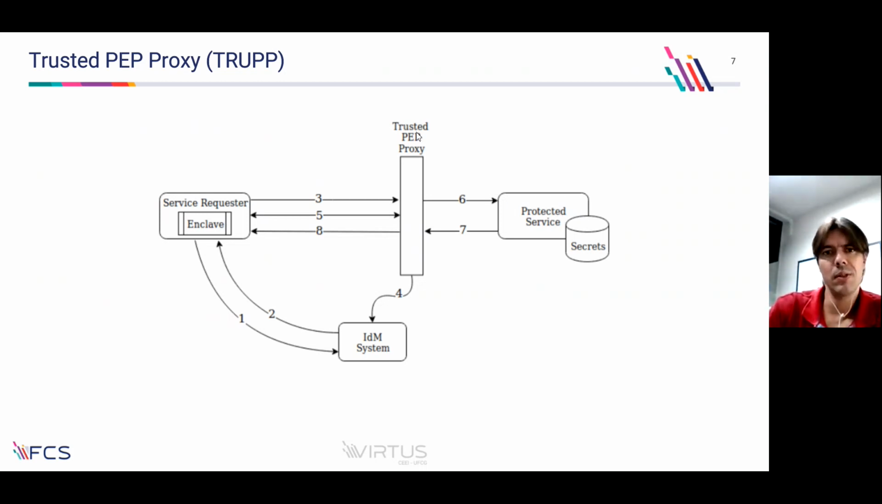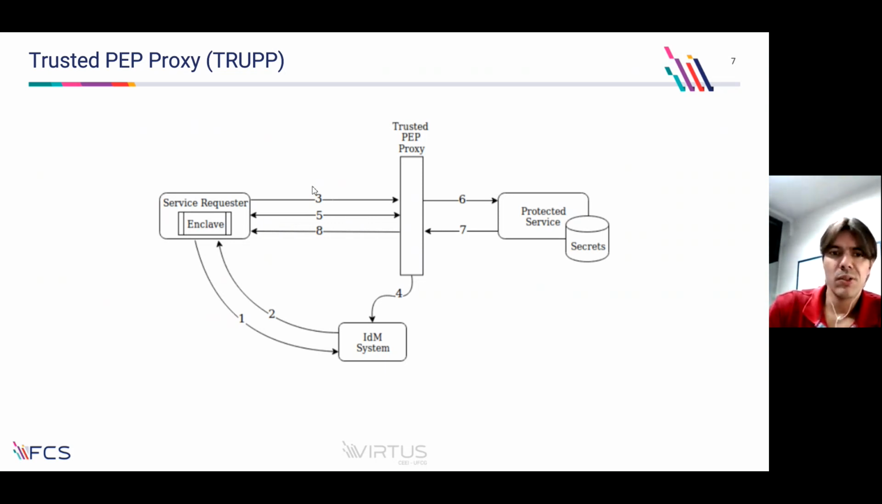This request is intercepted by the trusted PEP proxy, the TRUP. The TRUP verifies if the token is valid with the IDM system. Once this token is valid, it means that the service requester has permission to access the sensitive data. Okay, so once the service requester has permissions to access sensitive data, the TRUP starts the attestation process.